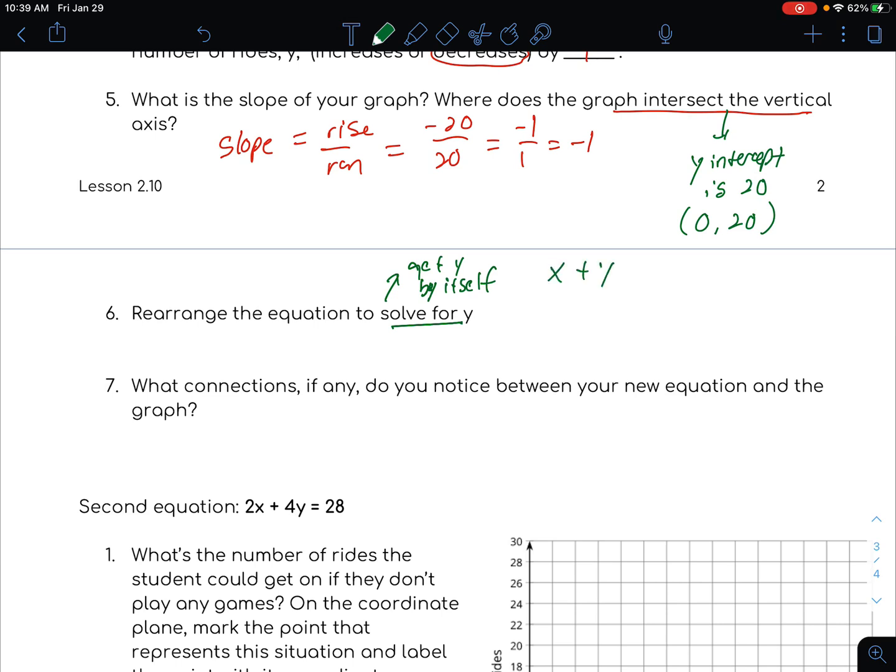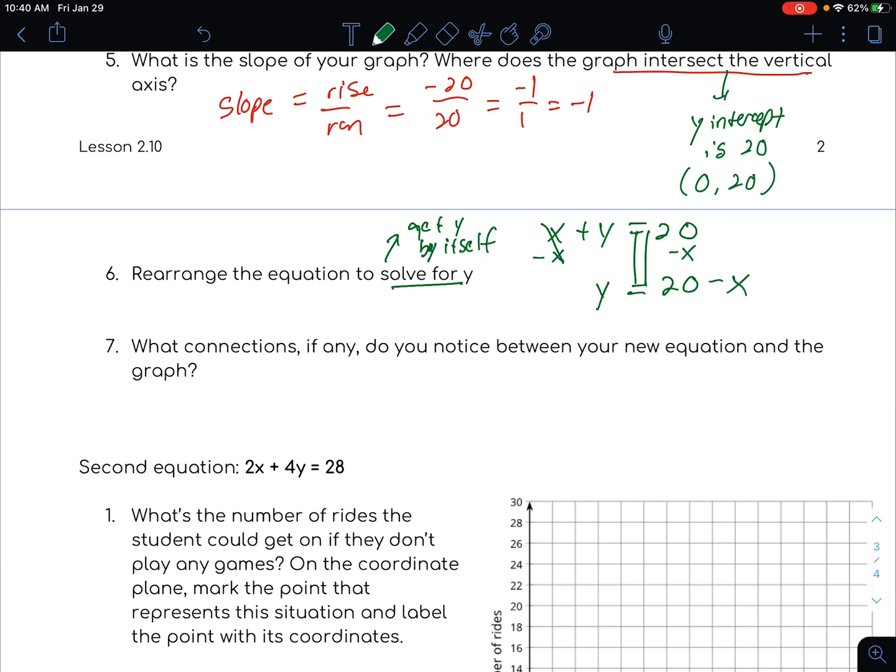So our equation was x plus y equals 20. So if we are solving for y, we're going to undo the x from the left side of the equation. Since it's a positive x, we will undo it by subtracting. X minus x is 0. And that means on the other side of the equation, we have 20 minus x. Since those are not like terms, we will just keep them separate. So you can write it like that.